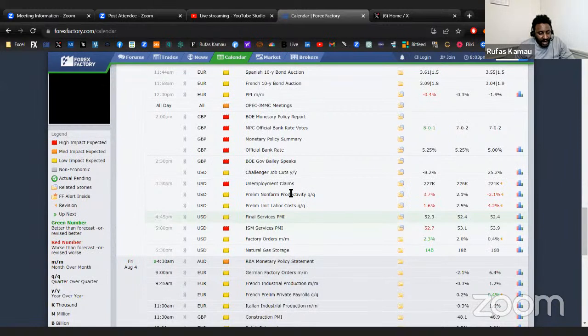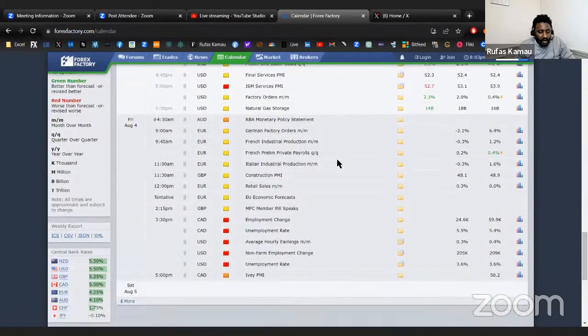Then we had unemployment claims coming from the US, which basically read 227K compared to the previous reading of 221K, meaning that there are more people claiming unemployment insurance, which basically implies that the job market is softening, which is also consistent with the Fed's expectations. Then there's ISM services, which came in slower than expected at 52.7, yet another data point that is showing consistency with the Fed expectations.